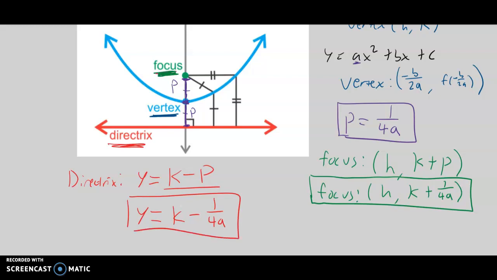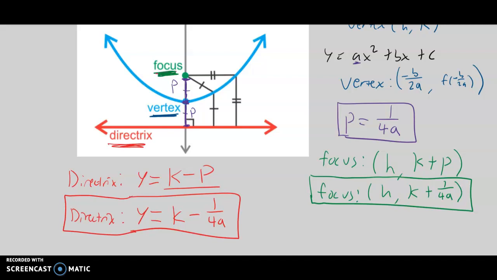So these equations in the boxes right here, especially the red one and the green one for the focus and the directrix, these are the two most important ones for this parabolas unit if you're going to need to find the focus and the directrix.